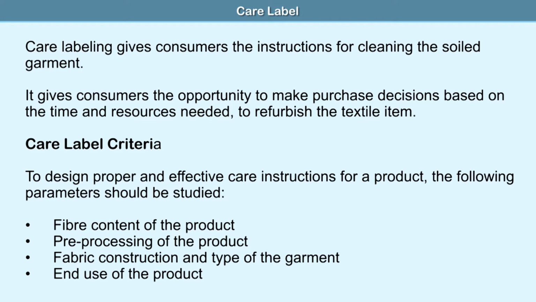To design proper and effective care instructions for a product, the following parameters should be studied. Fiber content of the product, pre-processing of the product. Pre-processing of the product means how we have to process that particular product, the steps involved prior to the processing of the product. Fabric construction and type of the garment, what kind of garment it is and what is the fabric construction. End use of the product. End use of the product indicates how we are going to use the product at the end. Whether we are going to use it, let's say, in case of sportswear, or whether we are going to use it in the rainy season. So all these factors are interrelated.